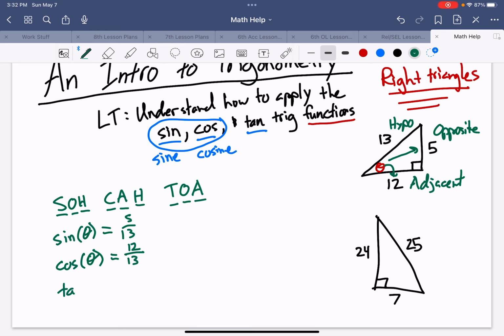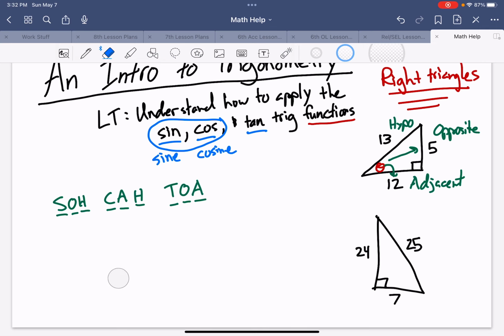And then if I do tangent of theta, that's going to be the opposite over the adjacent. And so that's just 5 over 12. And that's it. Like I said, trig functions are just a ratio from a certain perspective. Now, let's continue to explore that idea, ratio from a certain perspective, when we start to label these angles slightly differently.